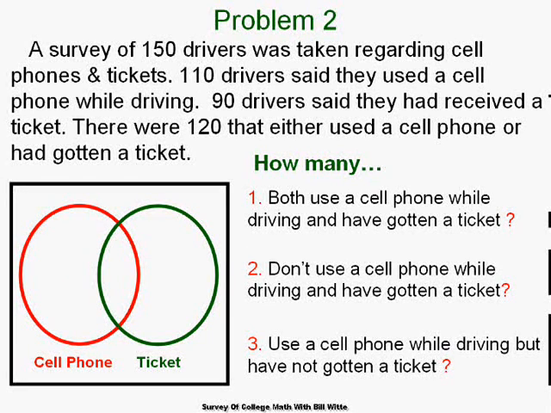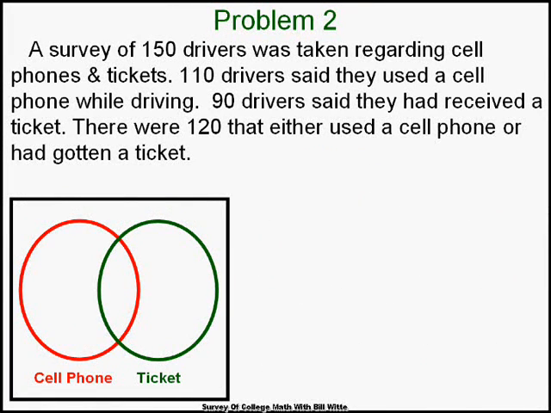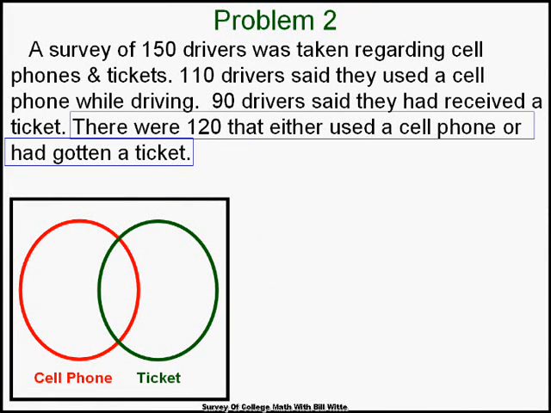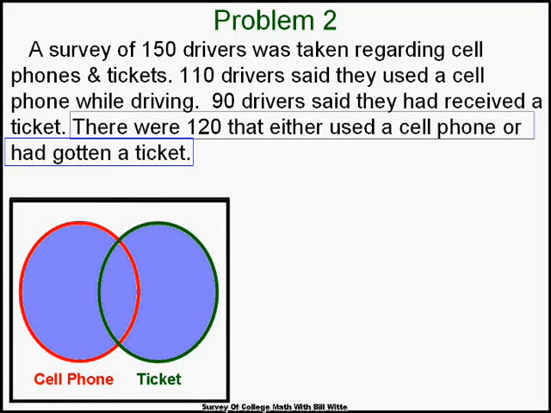It's always best to start at the beginning. Okay, well, we only have 2 sets in this case. The cell phone and the ticket. Of course, the square, the rectangle, is the universe. Now remember, we want to start in the middle. There were 120 that, now this was an "either," used a cell phone or had gotten a ticket. That's the union, okay? I don't want the union. I always want to start with the intersection. That's the union. Where am I going to write the 120?